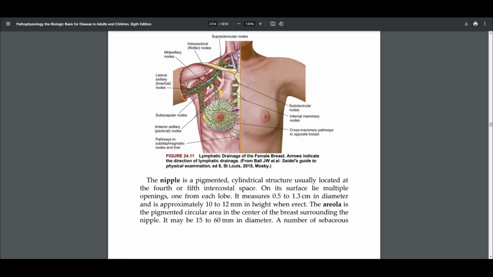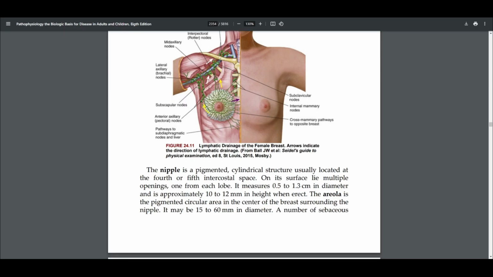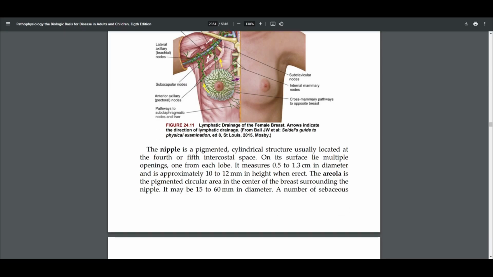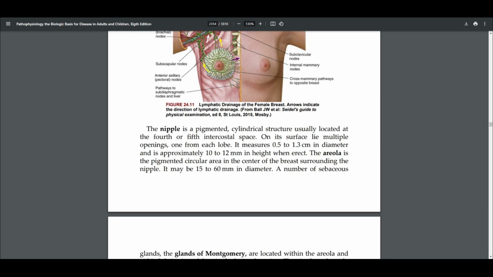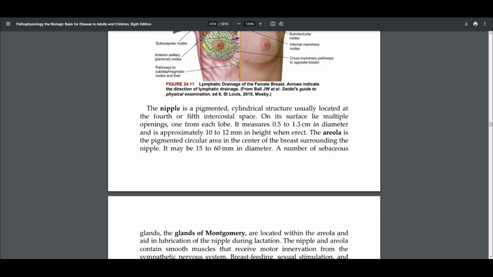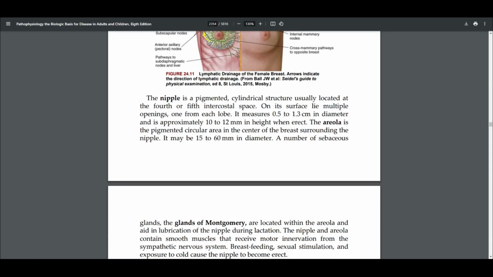Again, a good spot to hit pause if you need a review of your anatomy. The nipple is a pigmented, cylindrical structure, usually located at the fourth or fifth intercostal space. On its surface lie multiple openings, one from each lobe. It measures 0.5 to 1.3 centimeters in diameter and is approximately 10 to 12 millimeters in height when erect.